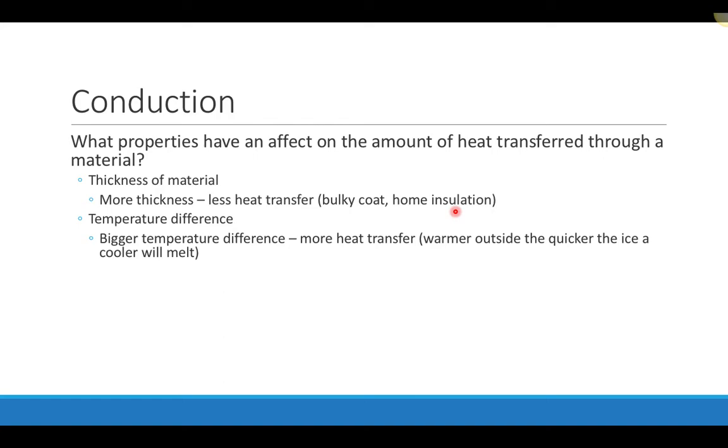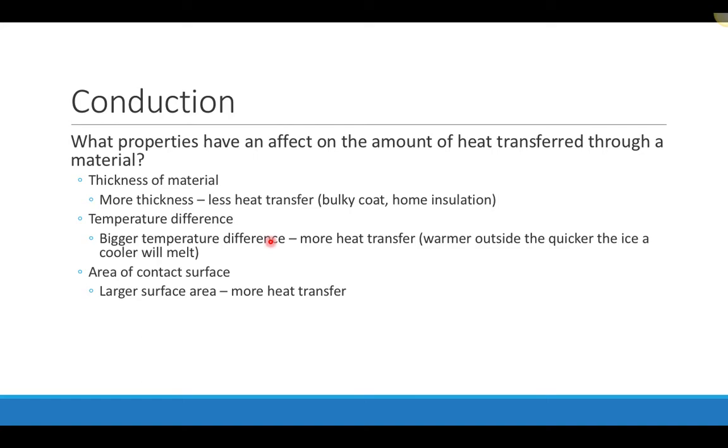It's also going to depend on the temperature difference. The bigger the temperature difference is between the two sides of the object, the more heat is going to be transferred. If it's really warm outside, and you had ice located, let's say, in a cooler, it's not a great cooler, but it's in a cooler, the ice is going to melt faster if it's warmer outside. So the bigger the temperature difference, the more heat transfer. If there's no temperature difference at all, then there's no heat transfer. If you had the house with the insulation, and the temperature outside is exactly the same as the temperature inside, there's no heat transfer between the inside of the house and the outside.